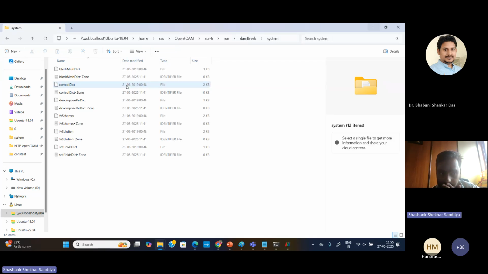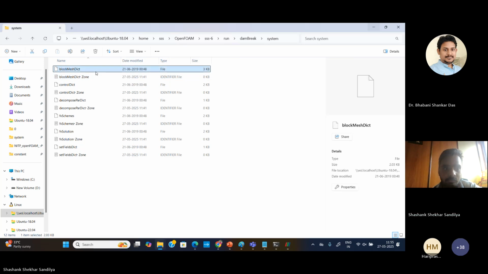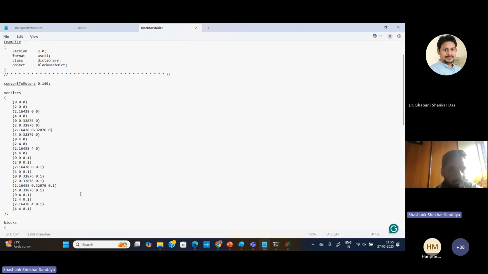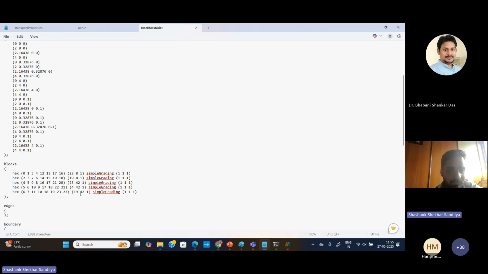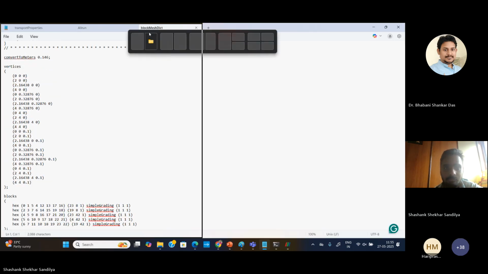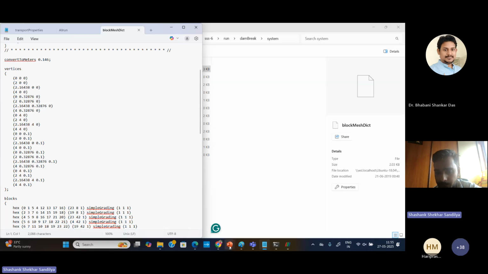In the system folder, we have the blockMesh, which is required for creation of the geometry. If I go inside this, we have lots of vertices and boxes. So how will we create this? I want to explain this.